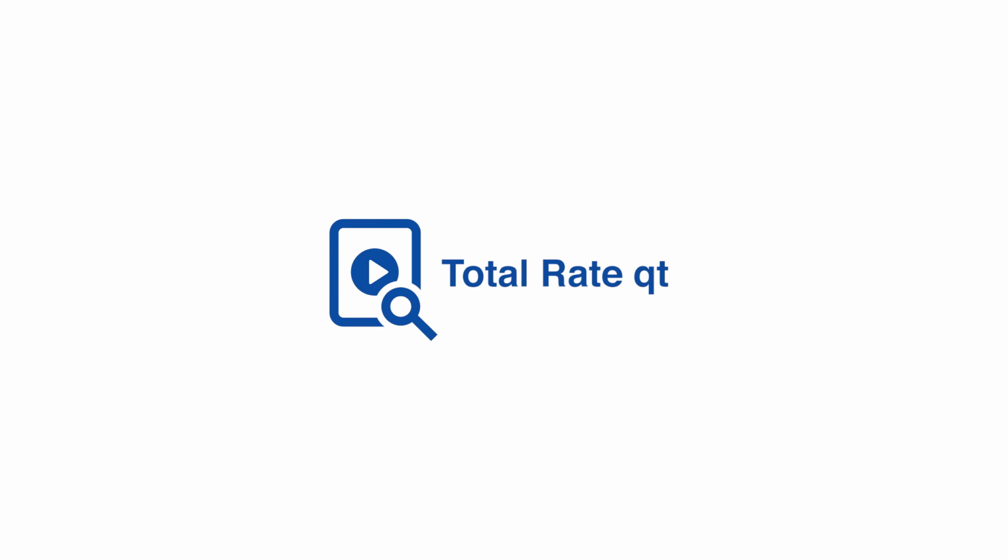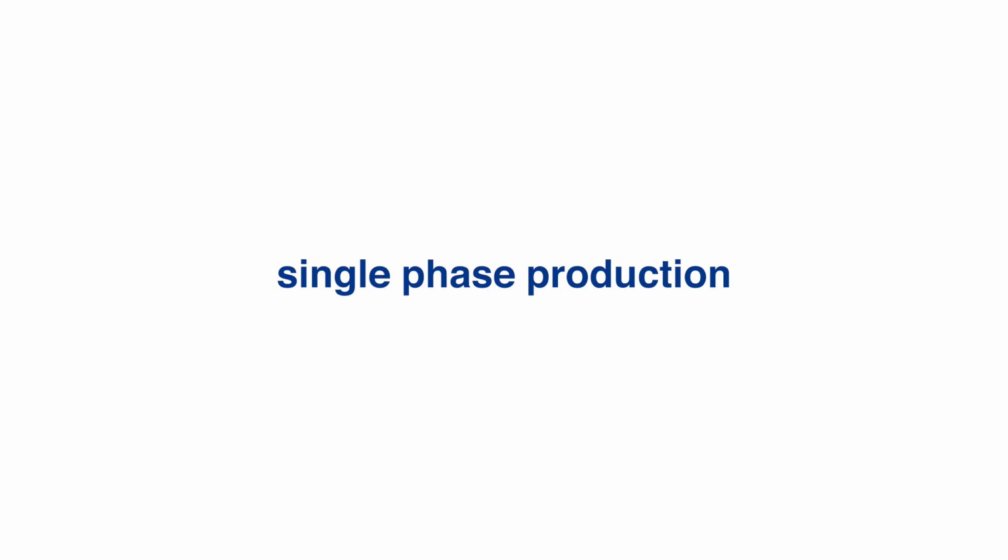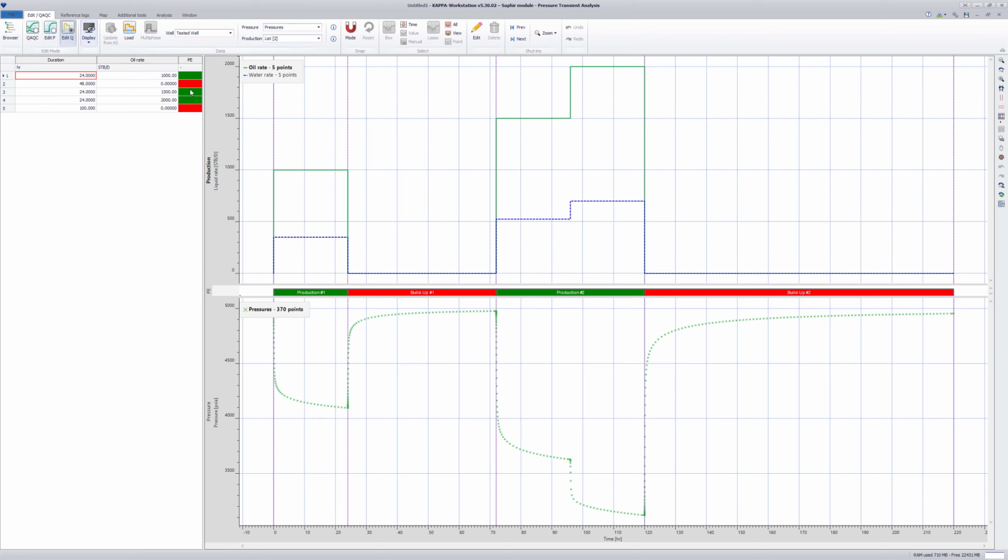When multi-phase production data are available, we have the choice of performing our analysis using single-phase production only, or to combine the multi-phase rates into an equivalent single-phase rate. In this example, we have the rates of two phases, oil and water, and we want to perform an analysis using the total liquid rate.